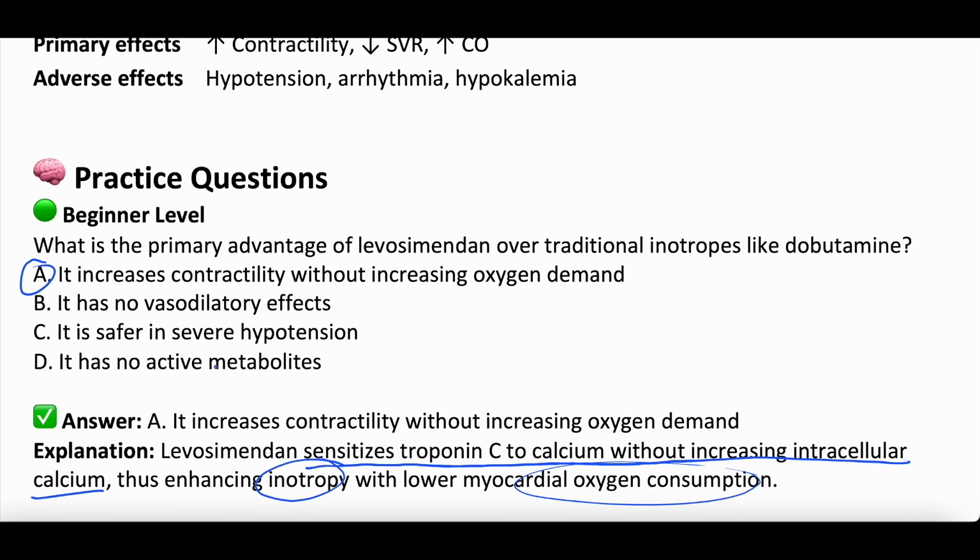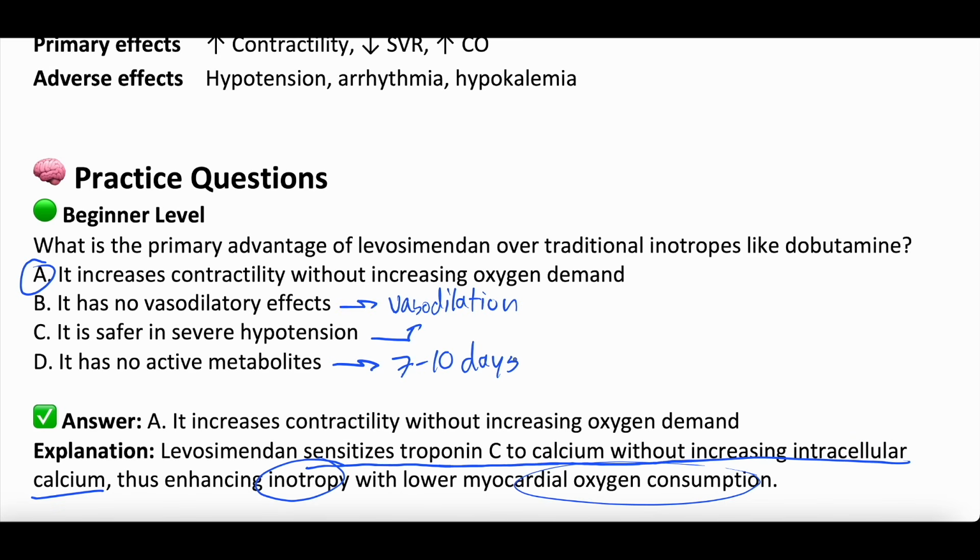Other options in this question. B, it has no vasodilatory effects. We know that it actually does cause vasodilation, so that is not true. C, it is safe in severe hypotension. Again, it causes vasodilation, so that is not true. And D, it has no active metabolites. We said the active metabolite actually lasts in the system for 7 to 10 days, so you know that is not true as well.